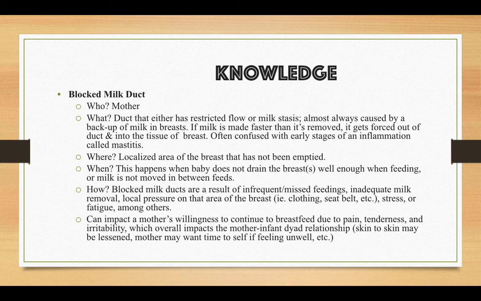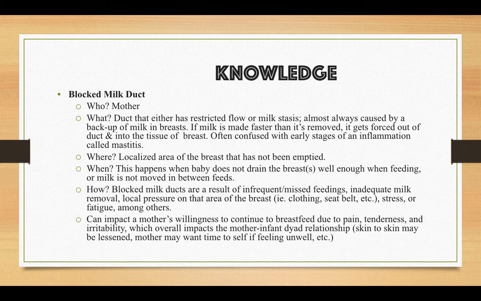A blocked milk duct is a duct that has either restricted flow or milk stasis, which results in a backup of milk in the breasts. If milk is made faster than it's removed, it gets forced out of the duct and into the tissue of the breast. This can often be confused with early stages of mastitis. Blocked ducts result in a localized area of the breast that has not been emptied and occurs when the baby does not drain the breast well enough when feeding or milk is not moved in between feeds.